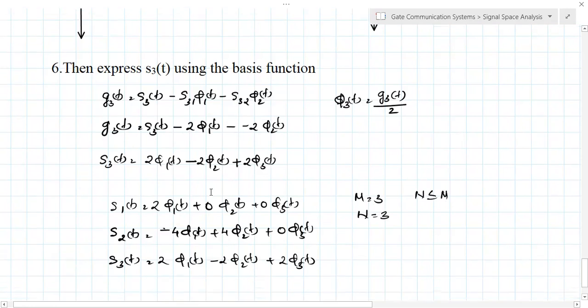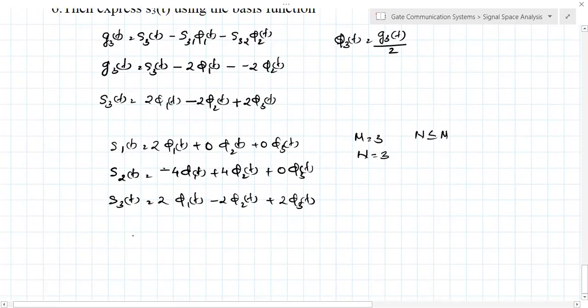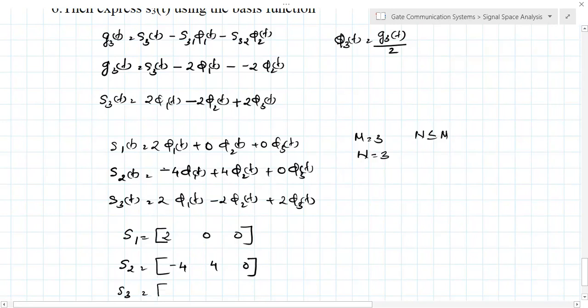One more concept: if you write this particular equation, you can express the vector notation of the signal. Sometimes I'm asked to find the vector notation. So the coefficients you can directly write: 2, 0, 0 is the vector notation of signal S1. S2 similarly you can represent as -4, 4 and 0. And S3 you can write 2, -2, 2. So this is actually the representation of signal S1 of t, S2 of t, S3 of t in terms of its orthonormal basis function, phi1 of t, phi2 of t, phi3 of t.